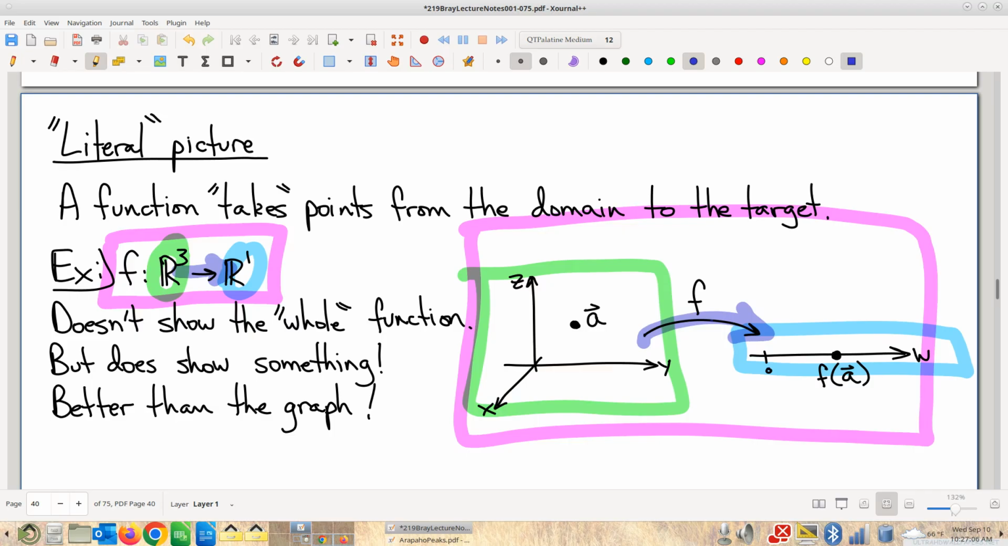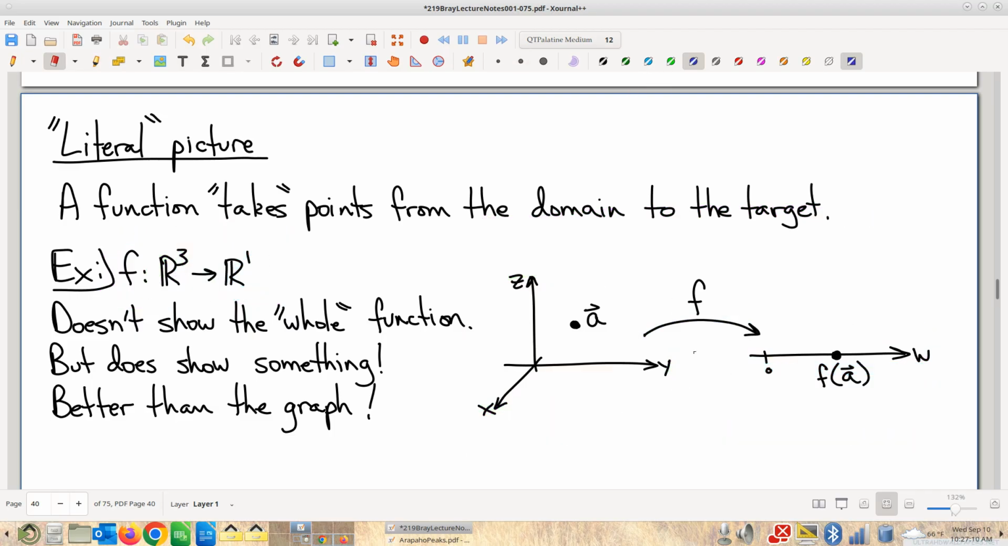Okay, so for example, let me get rid of the colors. We can talk about this point here. That's a point that's in the domain. And I can say, okay, what happens if I plug that point from the domain into the function? I get some output value. That output value will be in the target, and maybe it'll be a point like that. I mean, there is a picture of sorts.